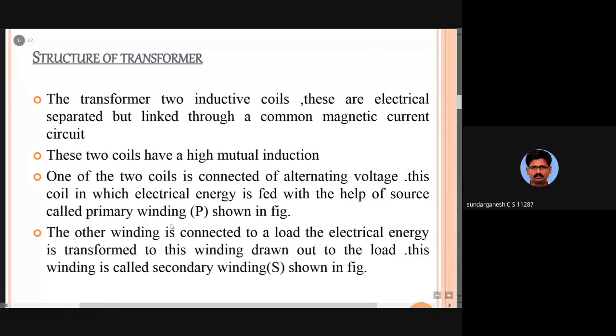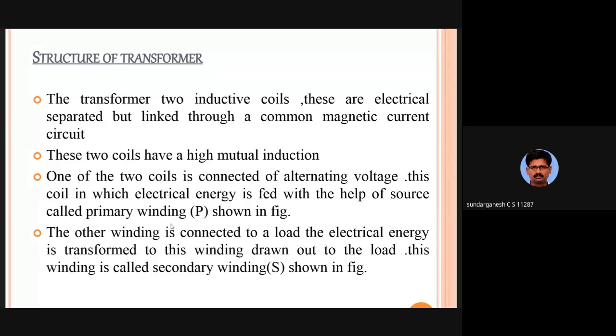In the structure of the transformer, it has two coils. Both are inductive coils. They are separated by air, but linked through a magnetic circuit. So there is no electrical contact, but it is connected with a magnetic circuit. These two coils have high mutual induction. From the first circuit, the magnetic flux interacts with this common magnetic circuit and transfers the flux to the next circuit. The next circuit will generate the voltage.